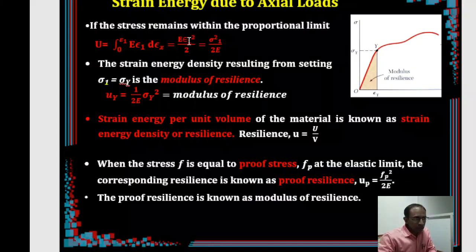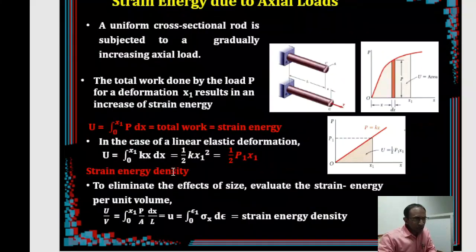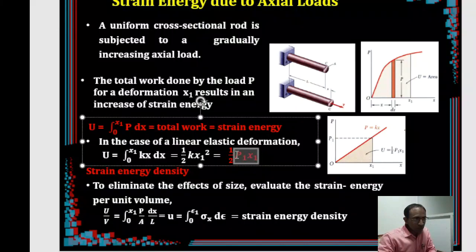We can even write the same one only in terms of stresses, right? That is sigma 1 square by 2E, because we know as per Hooke's law, your epsilon 1 can be written as sigma by E. So upon simplification we will be getting this one. So strain energy we have expressed in terms of load, half times P times deformation, that is, half times P times x. This is one form, strain energy due to axial load in terms of load.